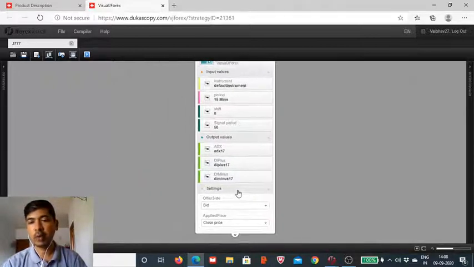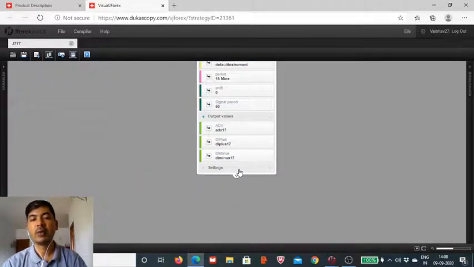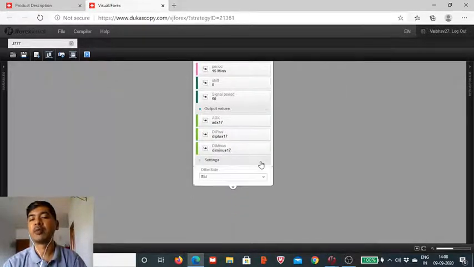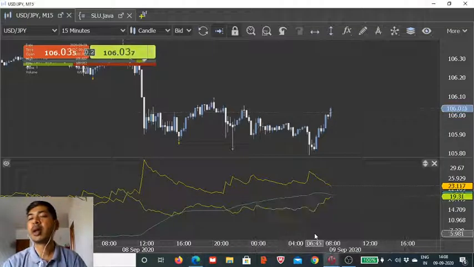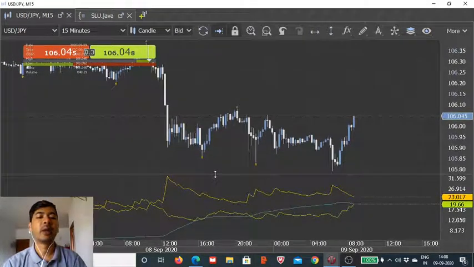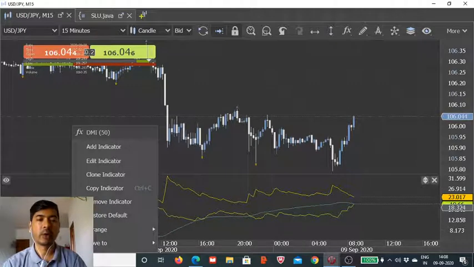And also you have to determine on which side you want the calculation to be done, whether on the bid side or on the ask side. There is spread, and because of that there will always be a minor difference between the output values. The applied price as an input is an important parameter, and we have to see which is the applied price which is going to serve our purpose well.